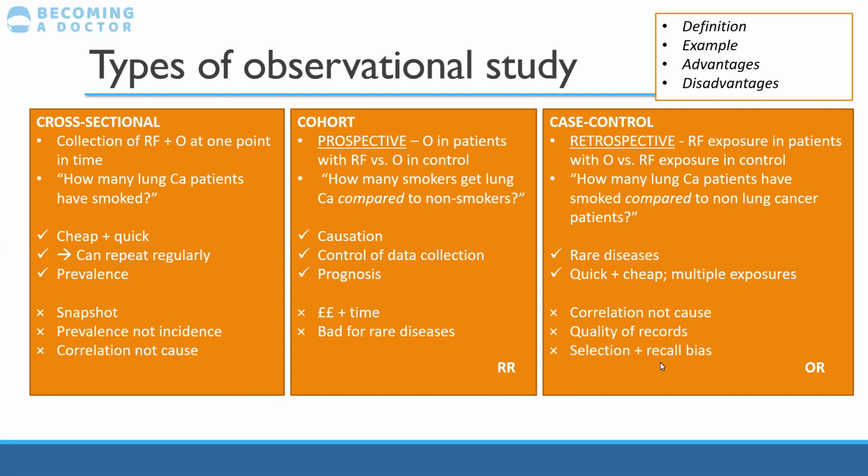It doesn't establish causation like the cohort studies, and you are reliant on records that have already been collected. So although this is quicker and cheaper to look at previously collected records, if they're not very reliable, that affects your study. And also, if you're asking patients with and without lung cancer whether they've smoked in the past, you're relying on their memory. So we call this recall bias. And again, that might influence your results.